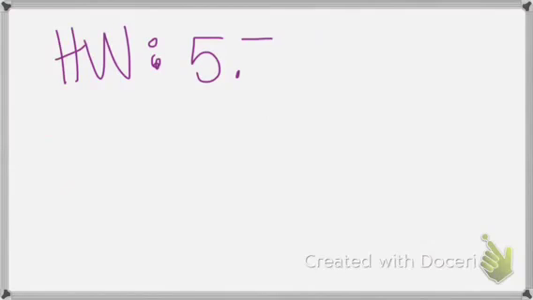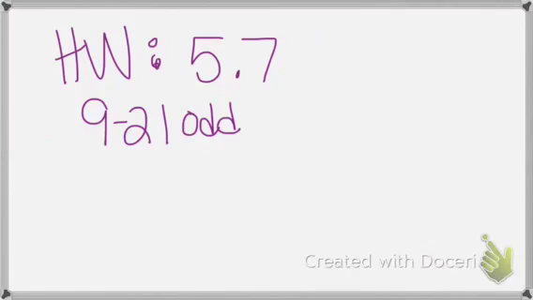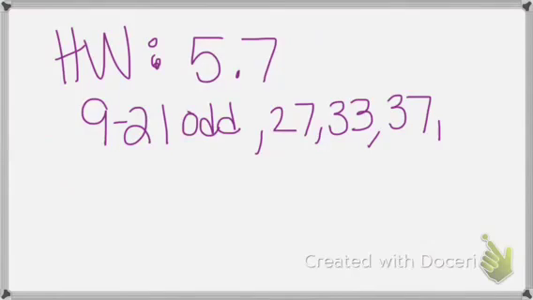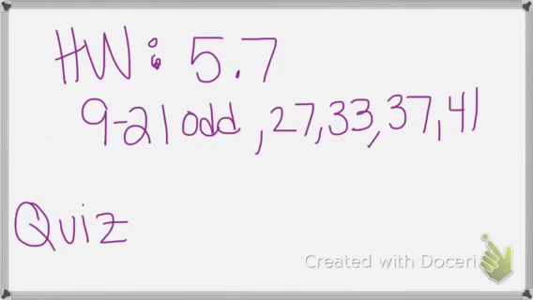So our homework for this weekend, in 5.7, is 9 through 21 odd, 27, 33, 37, and 41. We are going to have a quiz next week. I'm not sure if it's going to be Monday or Tuesday, but you need to be ready with questions and have all of your homework done. So that includes all of 4.5, all of 4.6, that practice sheet, and then 5.7. That's what I expect you to have done on Monday.